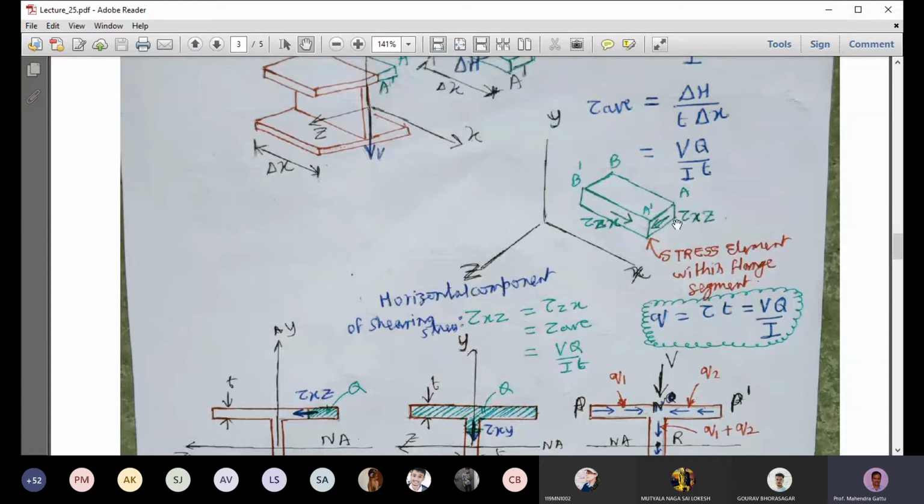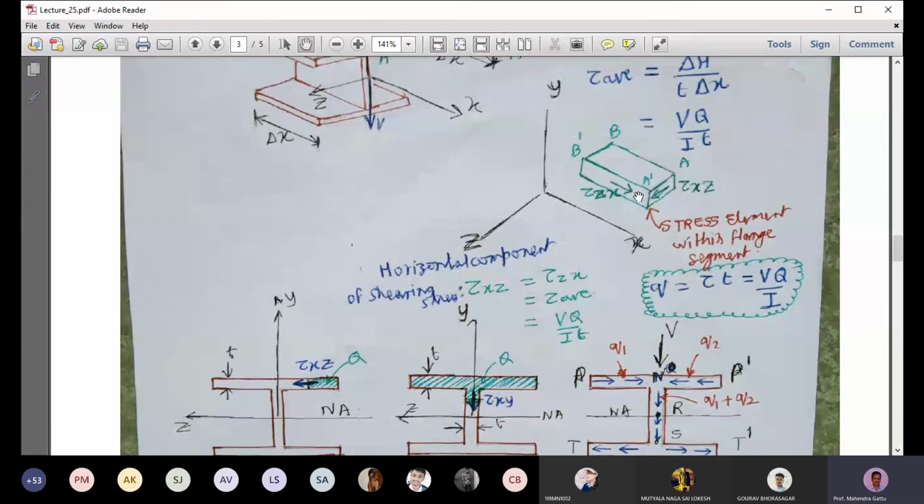Because this segment is in equilibrium, for the shear acting on this face, there is a corresponding shear acting on this other face. This face is perpendicular to the x-axis, so we have tau xz, and the direction is in z. These two will be in equilibrium, and tau zx will be equal to tau xz. Okay, so this is the shear stress occurring in this flange element.